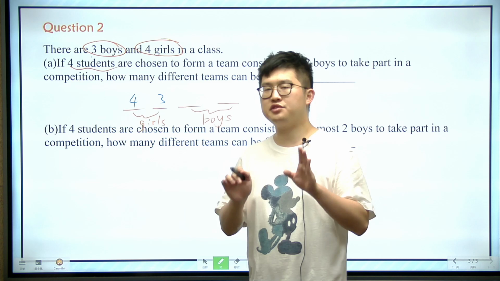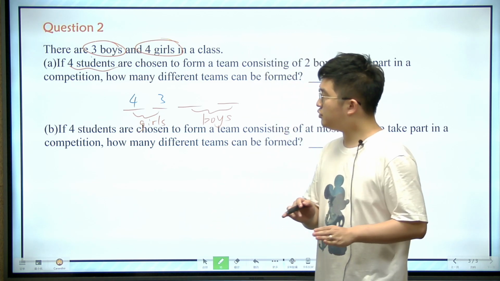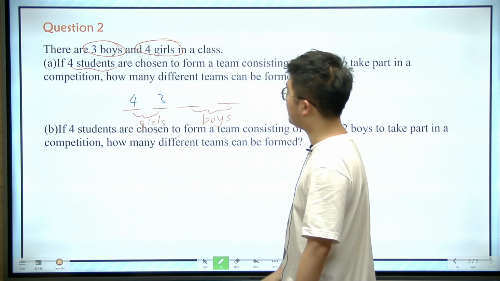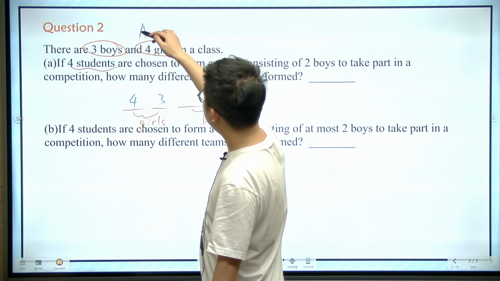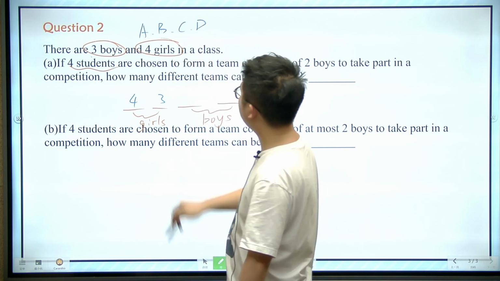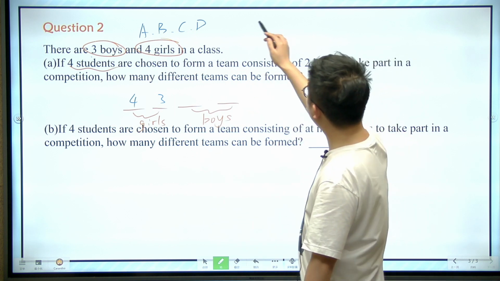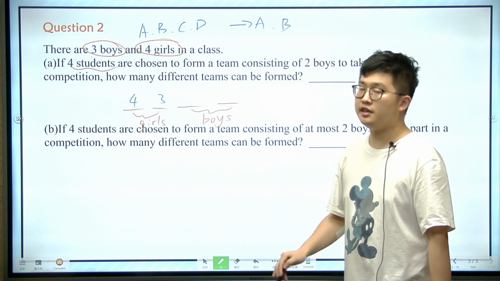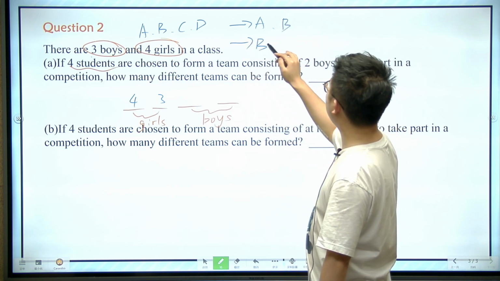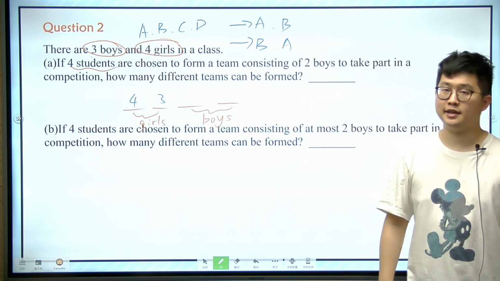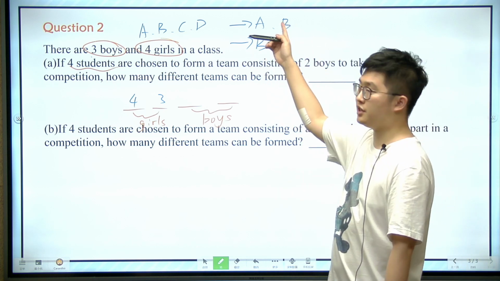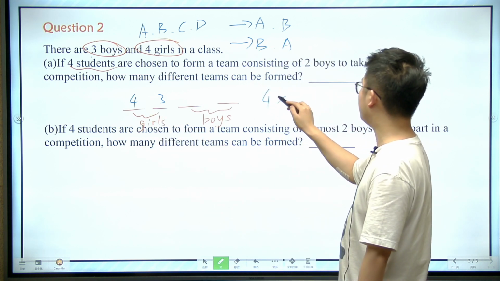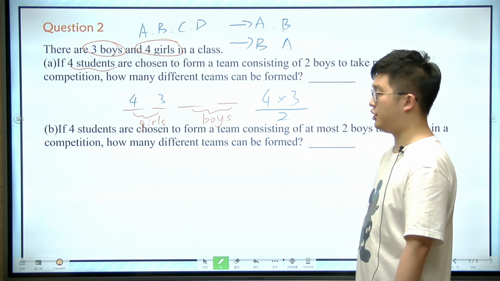But if you consider more carefully, you will think that there are some repeating here. If we name the 4 girls A, B, C, and D, then you will see that if we choose A first and B second, it's the same as if we choose B first followed by A. These 2 choices are the same. So for girls, we have 4 times 3, but we must divide by 2.